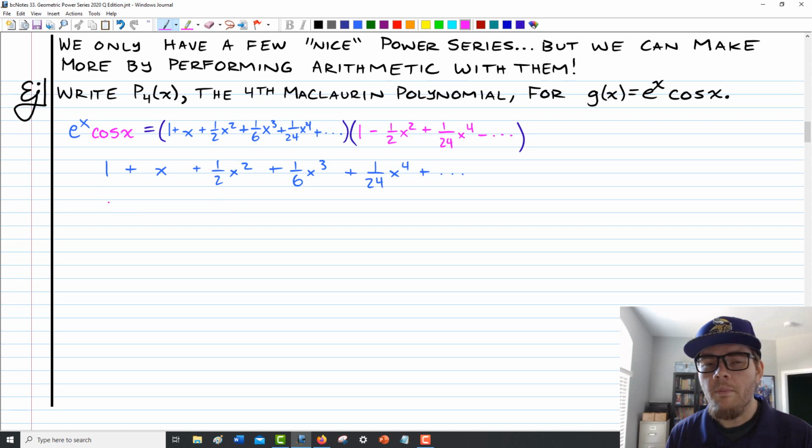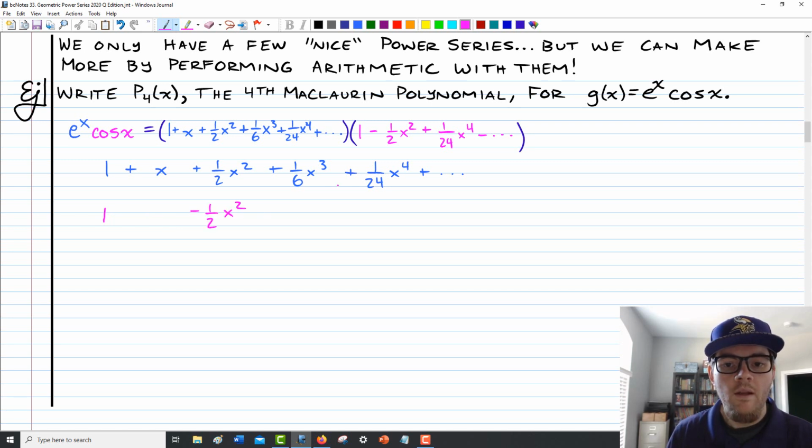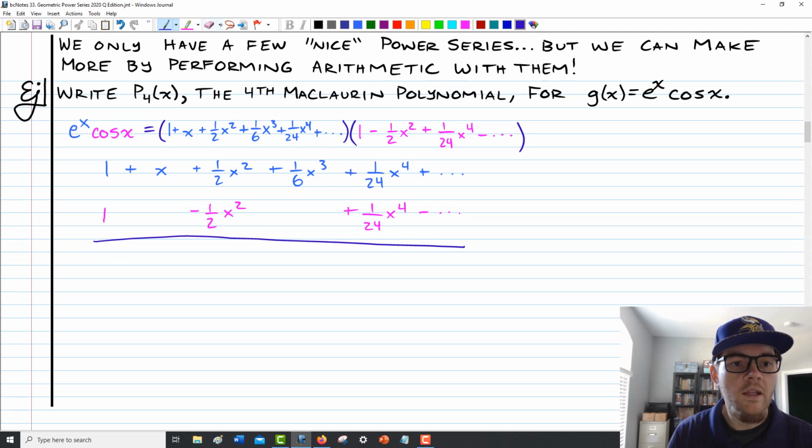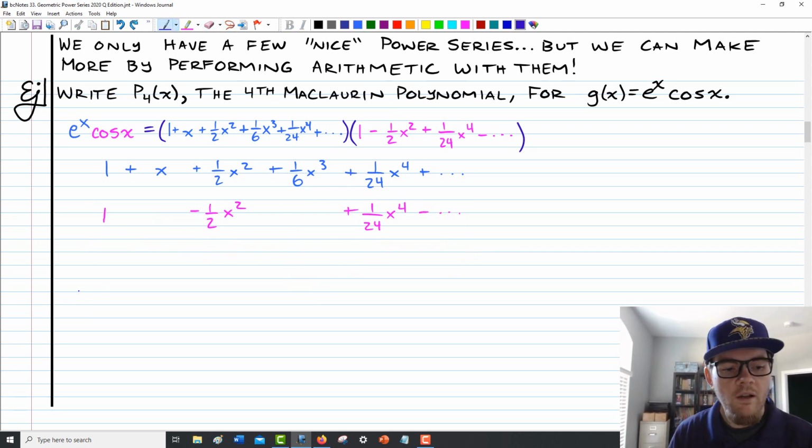The next thing I want to do is prepare to multiply it by cosine. So I'm going to line up the terms in the appropriate spot. That'll be 1. We'll have minus 1/2 x squared. Then we'll have plus 1/24 x to the fourth. And of course there's more that's out there, but I'm not as interested in those because my hope is that going all the way to the fourth degree will cover us completely. Oh, of course it did that. I just wanted to draw a line.